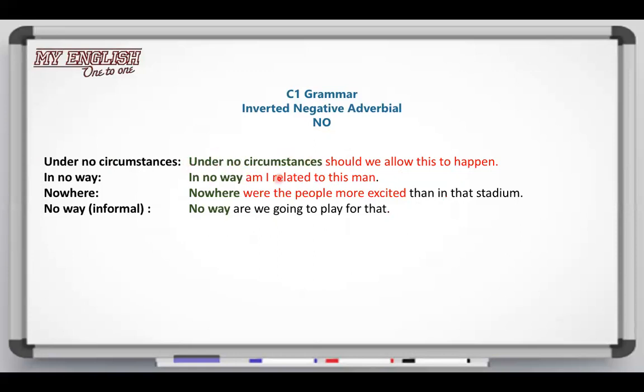Okay, so here we have the adverbial, and then we have the inversion. In no way am I related to this man. All right, so here we have the adverbial and the inversion. Let's see this one. Nowhere were the people more excited than in that stadium. And finally, this one. No way are we going to play for that. All right, so these are constructions with the word no.